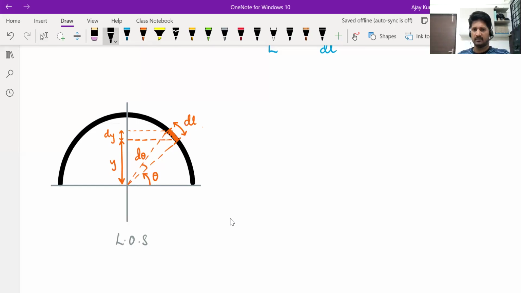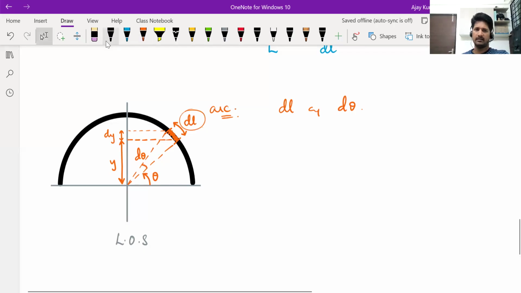Now see, it's a semicircular ring. This length dl that is there is actually in the shape of an arc. Can one of you tell me the relation between length of an arc and the angle it subtends at the center of the arc? How are length and angle subtended by an arc related? When we discussed plane angle, we had used this. Even in circular motion, we had discussed this.